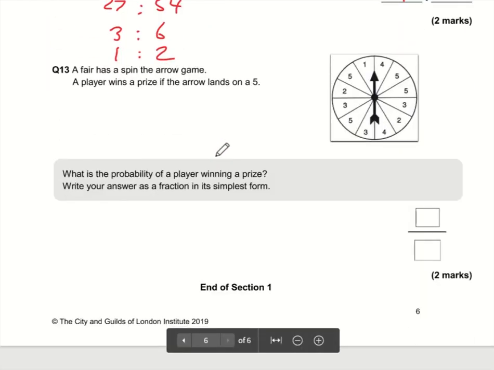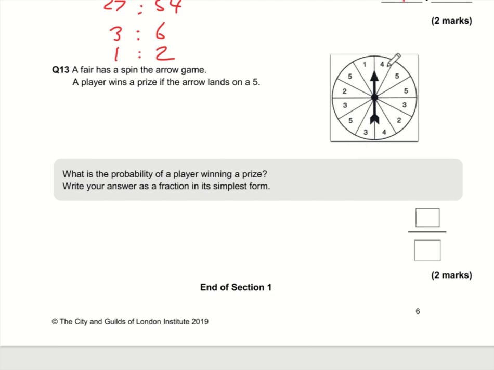Question number 13. So how many sections are there? 1, 2, 3, 4, 5, 6, 7, 8, 9, 10, 11, 12. So out of the 12, how many 5s are there? 1, 2, 3, 4. So the probability is 4/12. But this fraction can be simplified. We can half the number on the top and the bottom, and we can do the same again. So the probability is 1/3. And this is the end of section 1.